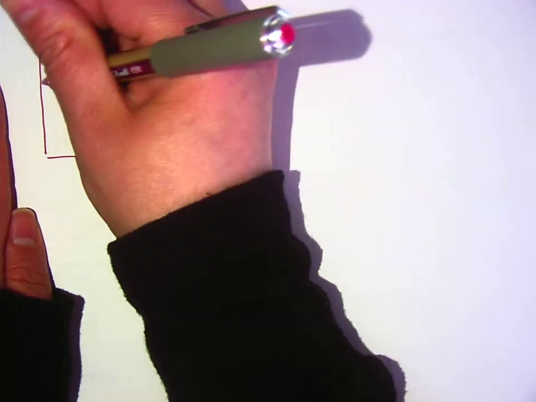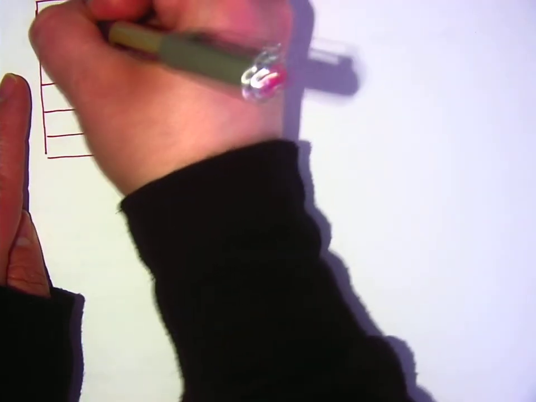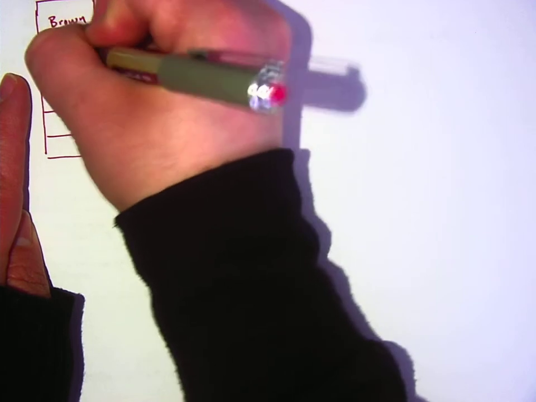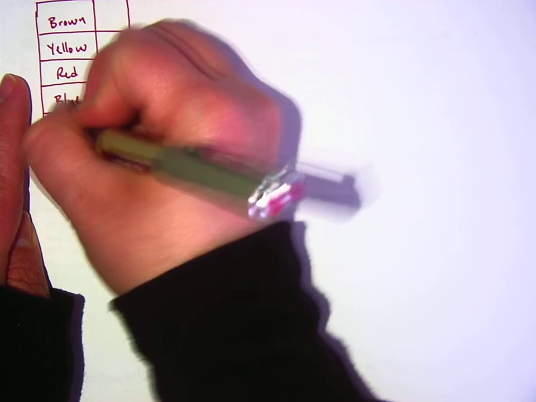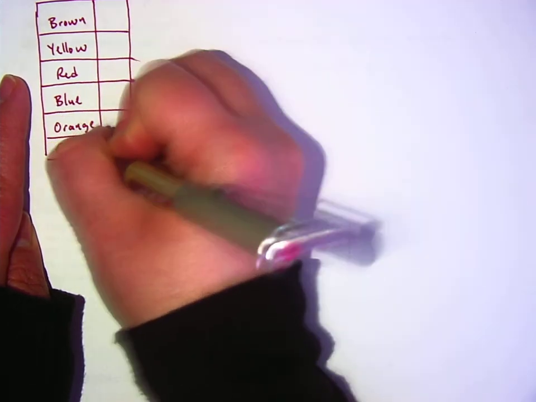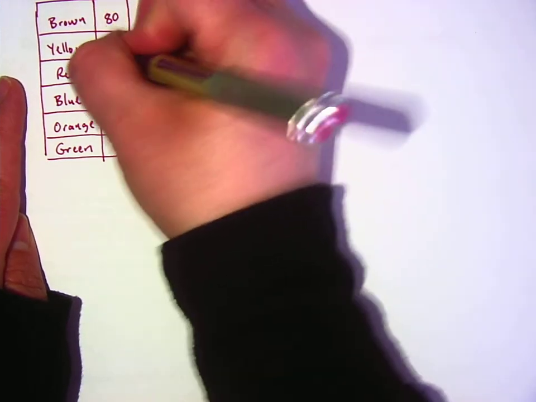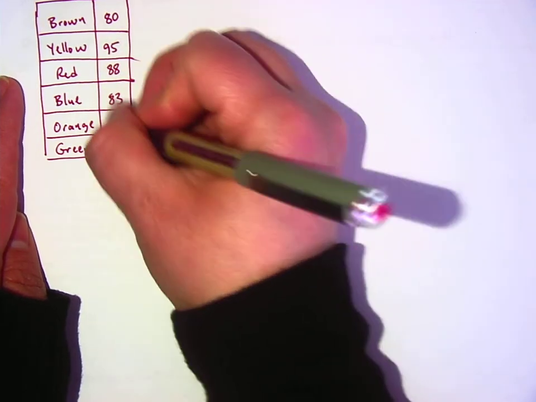There are 6 colors in a bag of M&Ms. There's brown and yellow, red and blue, orange and green. And when this person checked out their bag of M&Ms, this is how many were in each part. If we had more time in this class, I would have just bought you guys all M&Ms and we would have just done this.